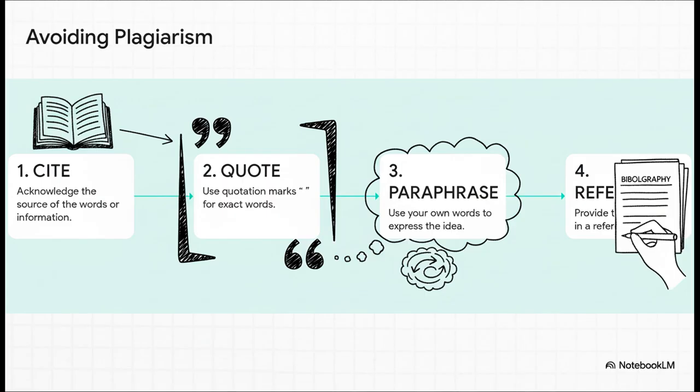Number 1, cite. Anytime you use info that's not yours, you acknowledge the source right there in the text. Number 2, quote. If you use their exact words, you have to wrap them in quotation marks. A quick tip here, use this sparingly. Too many quotes and your own voice gets lost. Number 3, paraphrase. Now this one is the real MVP. This is where you put the idea completely in your own words. And finally, number 4, reference. You always have to provide the full citation in a list at the end of your paper. You master these 4 things, you'll never, ever have to worry about plagiarism again.